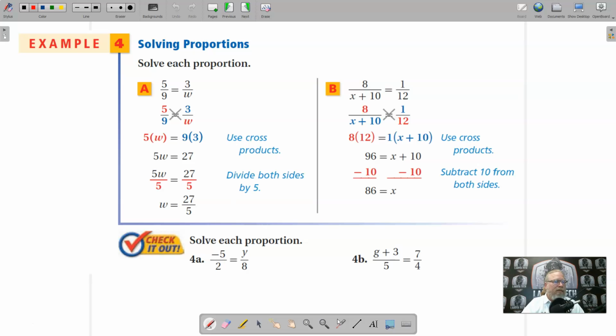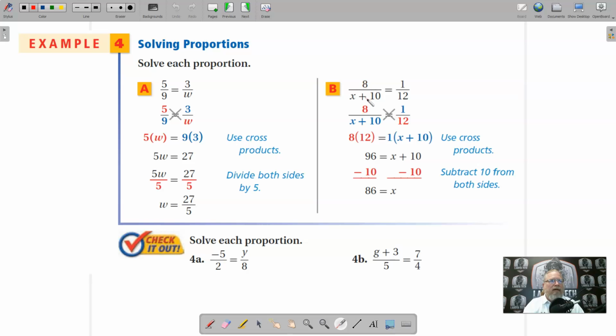So solving proportions, solve each proportion. So let's multiply our extremes. 5 times W is 5W, and 9 times 3, the product of our means, is 9 times 3. We end up with 5W on the left. 9 times 3 is 27. Let's divide both sides by 5 right here, and we're going to get 27 over 5. A lot easier that way, right?